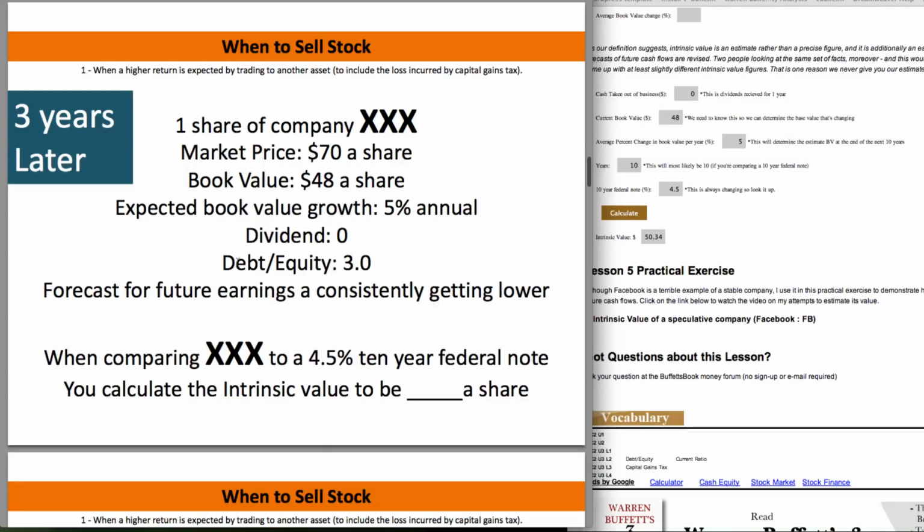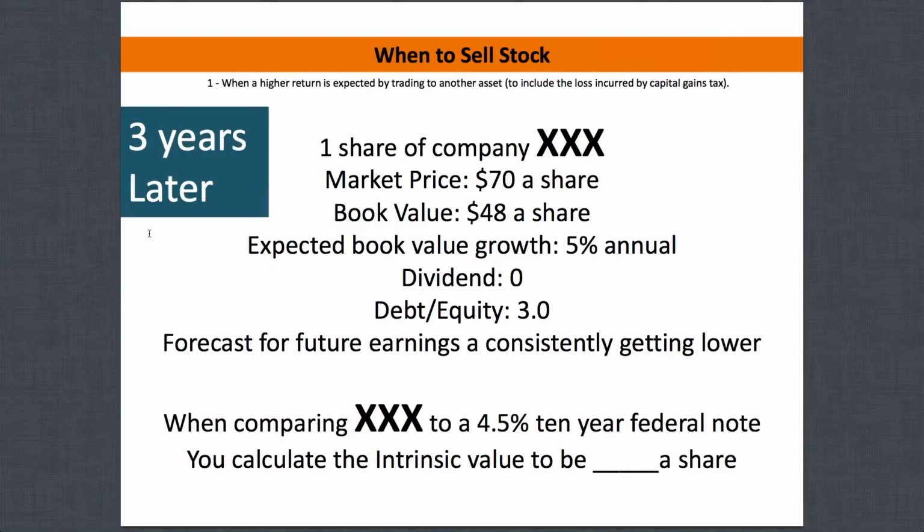Okay, so to answer our question down here, to calculate the intrinsic value of one share, we think it's now worth $50 a share when we compare it to the 10-year federal note at 4.5%. Not only did we find the intrinsic value to only be worth $50 a share, but we also have that debt to equity issue, and we also see that the future earnings are consistently getting lower. So these are all signs that you would potentially want to sell this stock.